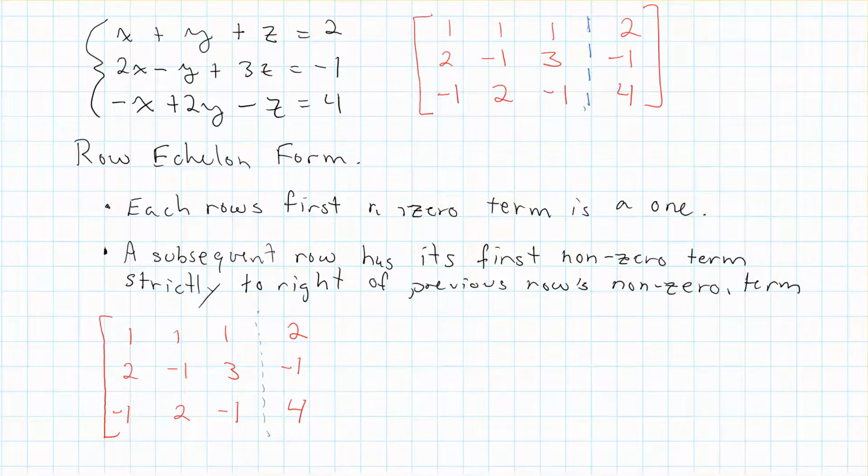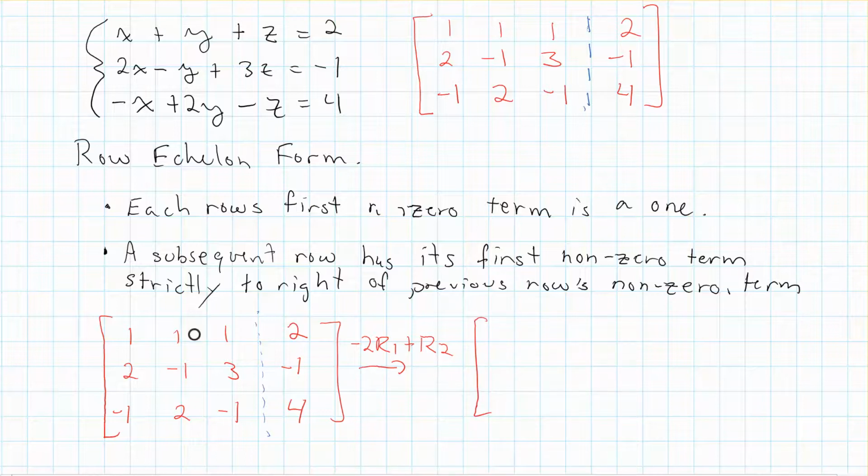Alright, so let's do some row operations here. So first off, notice that I've got a 1 in this top left. So I want each row's first non-zero term to be 1. And I do have a 1 there. Great. So I'm not going to have to do anything there. Now, I want to get zeros beneath this 1 here. And so I'm going to still do one row operation at a time. So we'd have negative 2 row 1 plus row 2.